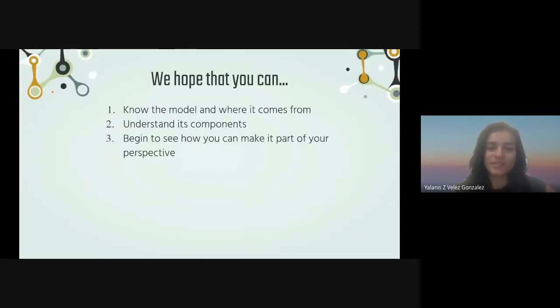And with this presentation, we hope that you can know the HSI model and where it comes from. We've talked quite a bit about it in our previous videos. We hope that you are able to understand its components, and we hope that you can begin to see how you can make the HSI model part of your perspective.